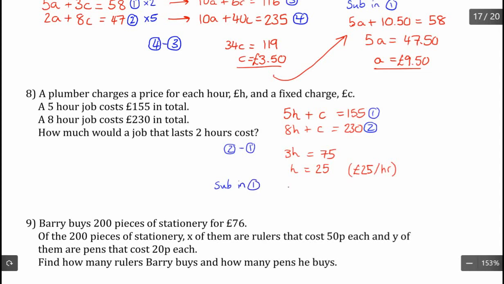So 5 lots of £25 would be 125 charged on the hourly rate, plus the fixed costs comes to a total of £155. So if we take away 125, we're going to be left with 30. So the fixed cost is £30.